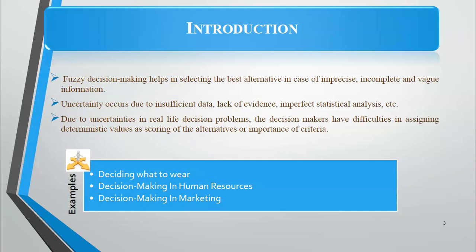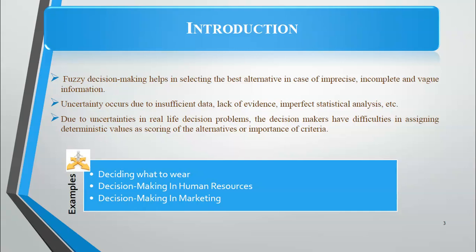Here we start with the introduction of my work on decision making. Decision making is an unavoidable part of our life. Sometimes a decision made could result in a life-changing event, both in a positive or negative way. Fuzzy decision-making helps in selecting the best alternatives in case of imprecise, incomplete, and vague information. Uncertainty occurs due to insufficient data, lack of evidence, imperfect statistical analysis, etc.